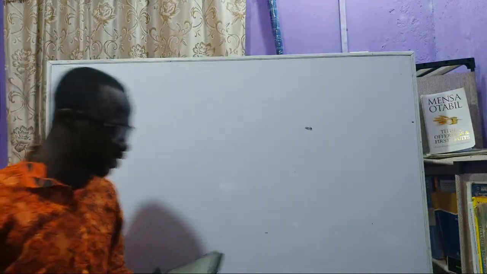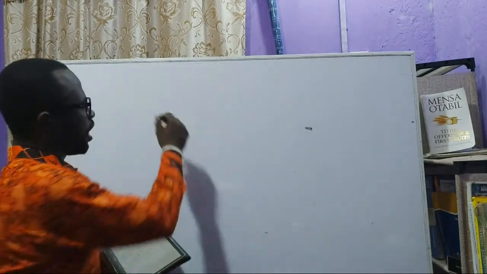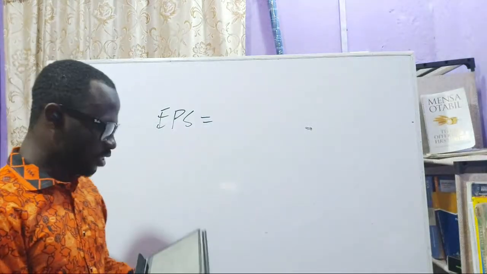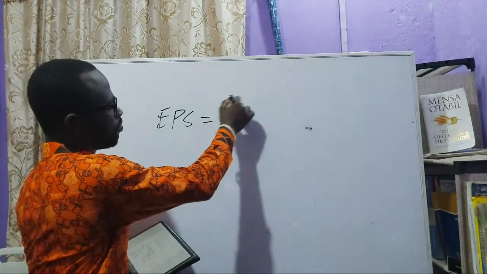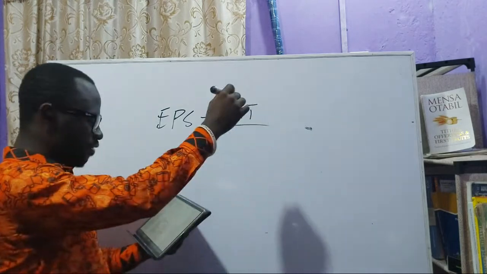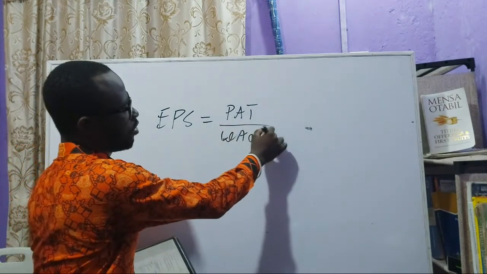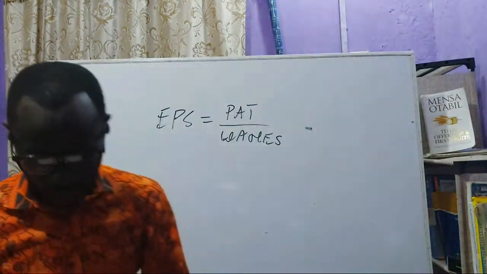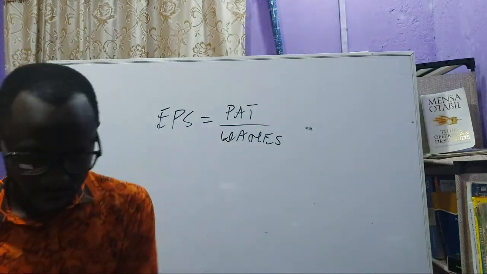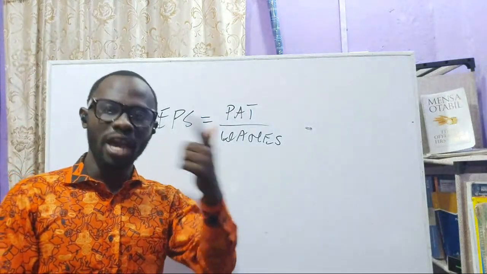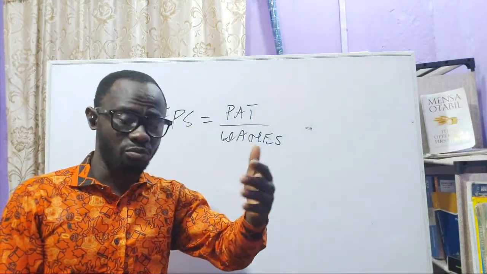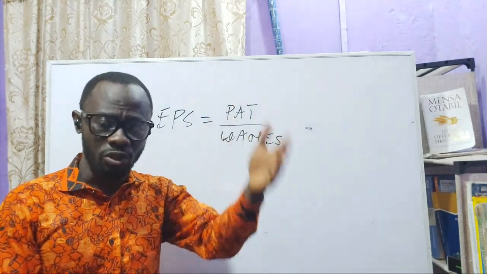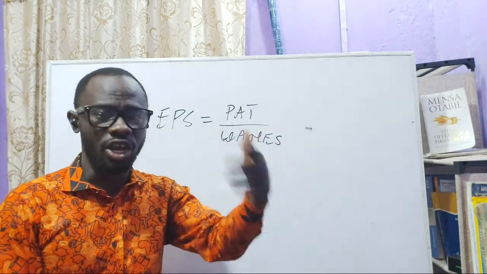The first investors ratio is the earnings per share. And you know this from IAS 33. Earnings per share. Okay, so your earnings per share is the profit after tax divided by the weighted average number of equity shares. Now, the earnings per share measures how much profit is attributable to each equity shareholder.